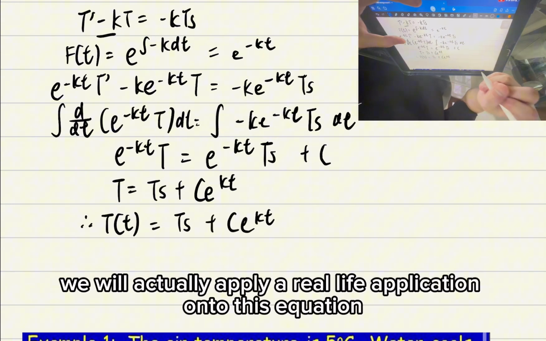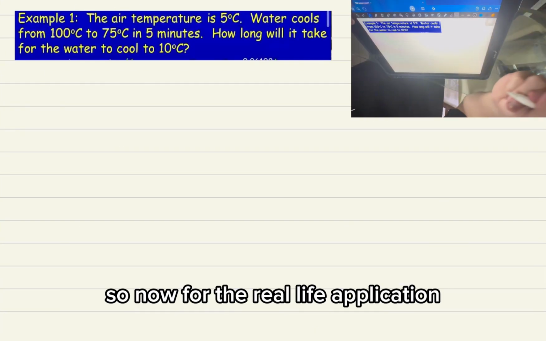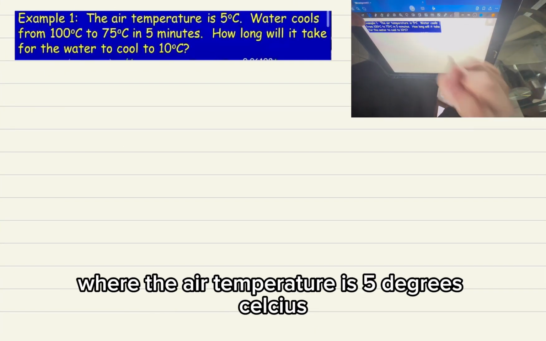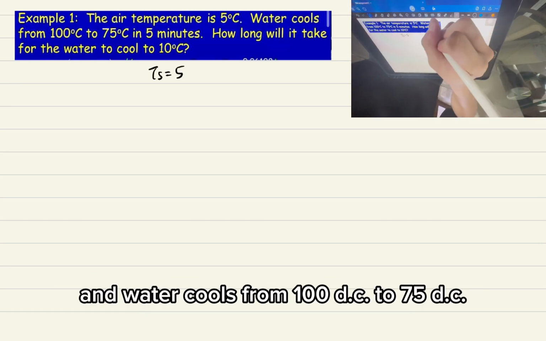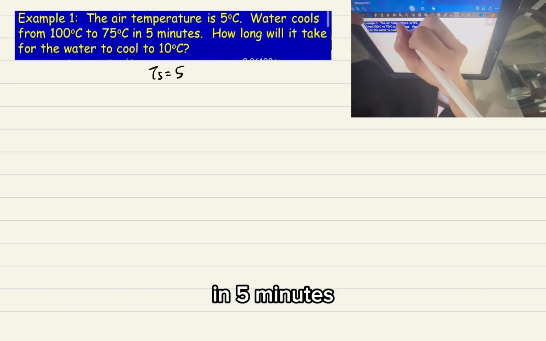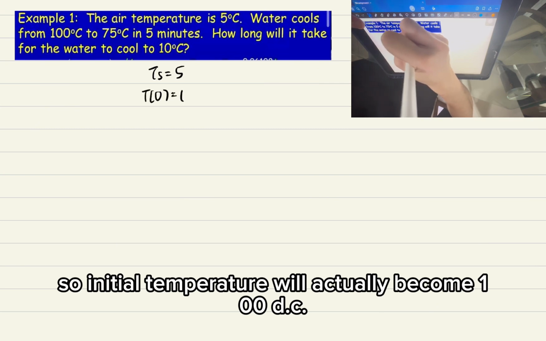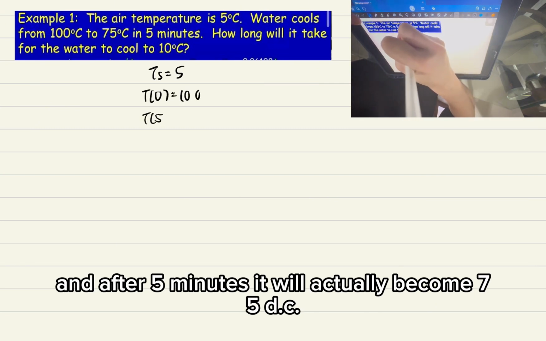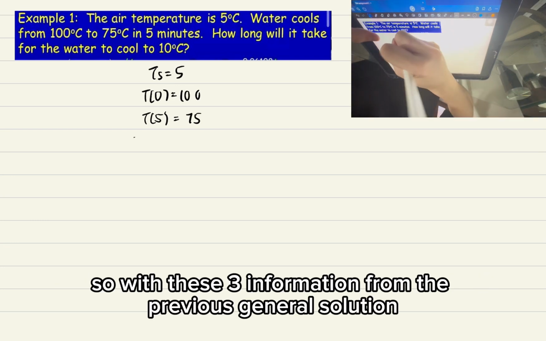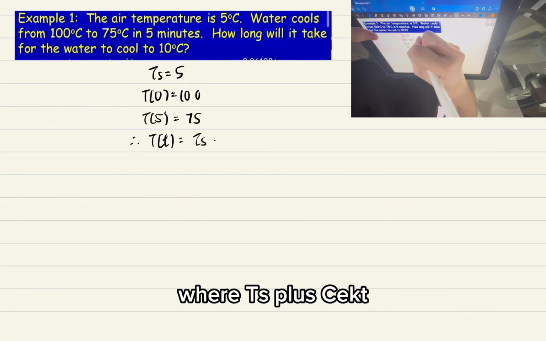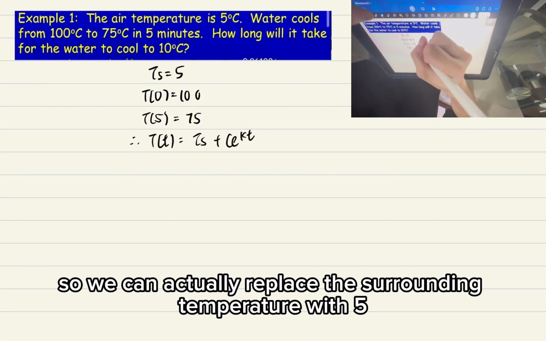Next, we will apply a real-life application to this equation. The air temperature is 5 degrees Celsius, so we know that the surrounding temperature Ts equals 5, and water cools from 100 degrees Celsius to 75 degrees Celsius in 5 minutes. So the initial temperature is 100 degrees Celsius, and after 5 minutes it becomes 75 degrees Celsius. With this information, from the previous general solution Ts plus C e to the power of kt, we can replace the surrounding temperature with 5.